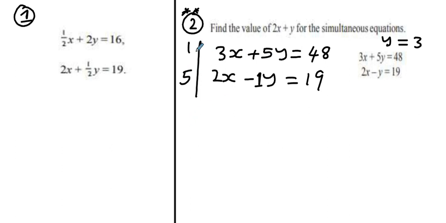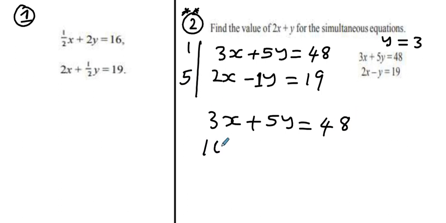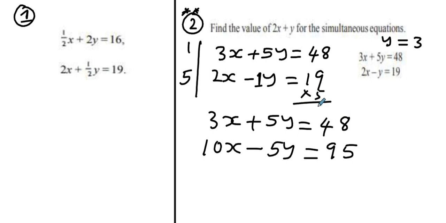Then you multiply. 1 times 3x will be 3x. 1 times 5y will be 5y. 1 times 48 will be 48. 5 times 2x will be 10x. 5 times negative 1y will be negative 5y. 5 times 19 will be 95. Times 5 here, 95. Okay, so our answer is correct.